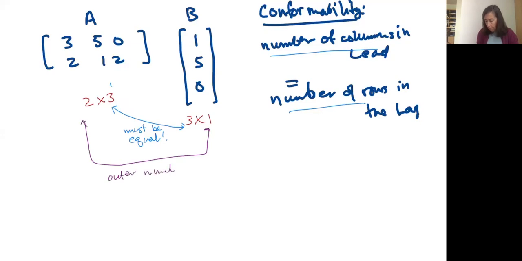The outer numbers are the dimension of the product.